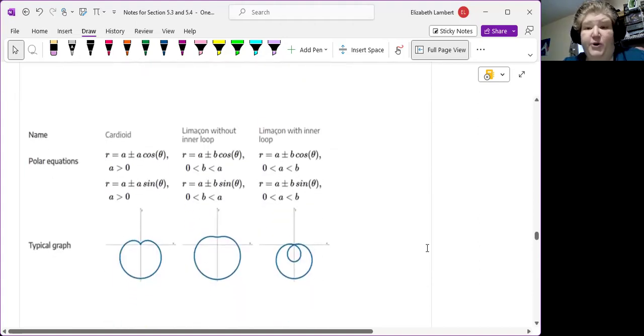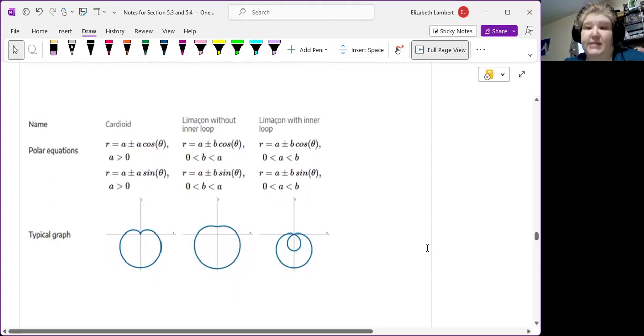Then we start getting some crazier looking graphs. So there are cardioids because they look like hearts. They actually come to a point. And then we have limacons. I think that's how you say it. Without an inner loop, it's sometimes referred to as a dimple. And then there's the ones with the inner loop. And whether it's a sine or a cosine, and how big or small the a's and b's are, determine which of these graphs we would get and what the orientation would be.